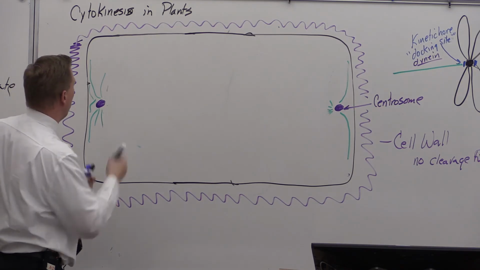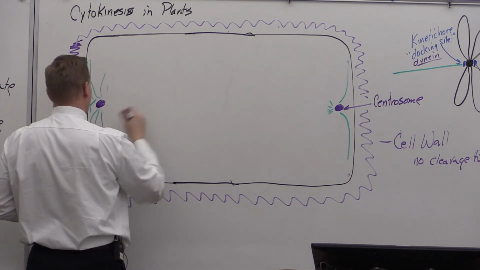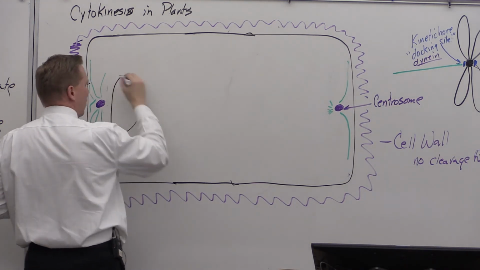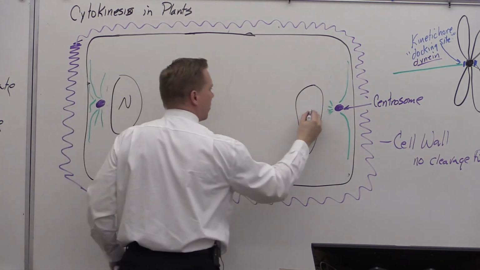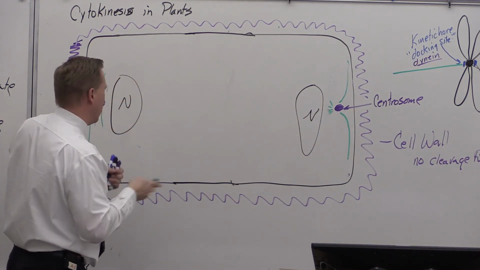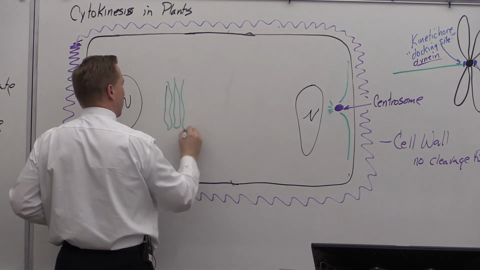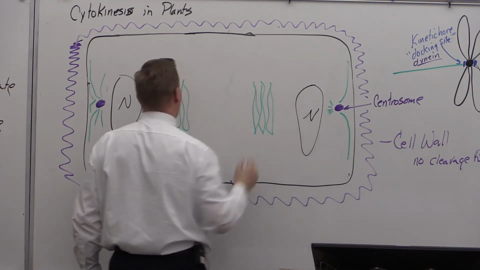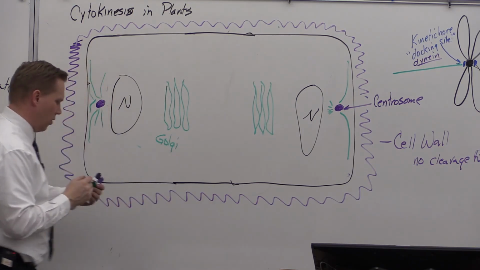So what do plants do? How do you do cytokinesis in plants? Let's draw our two nuclei over here. So that's our nucleus. To do this, we need another organelle, and see if you guys can recognize this one. We have multiple compartments. We need our Golgi. So the Golgi starts to reform.